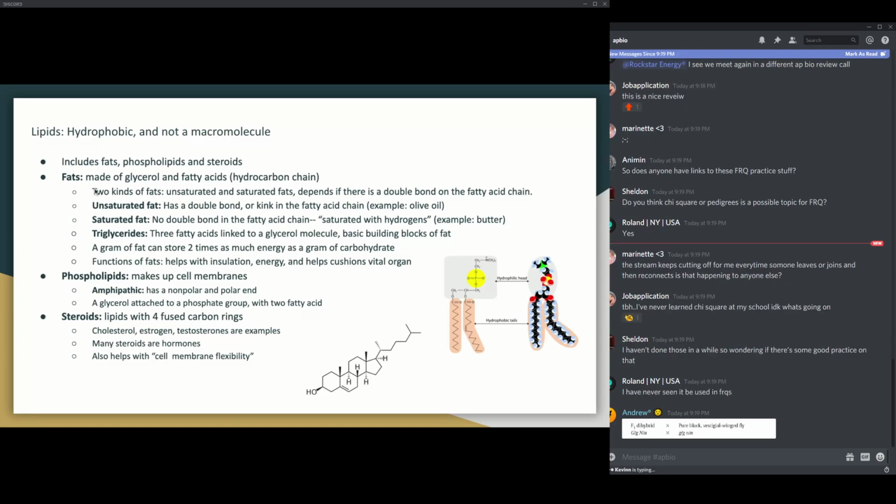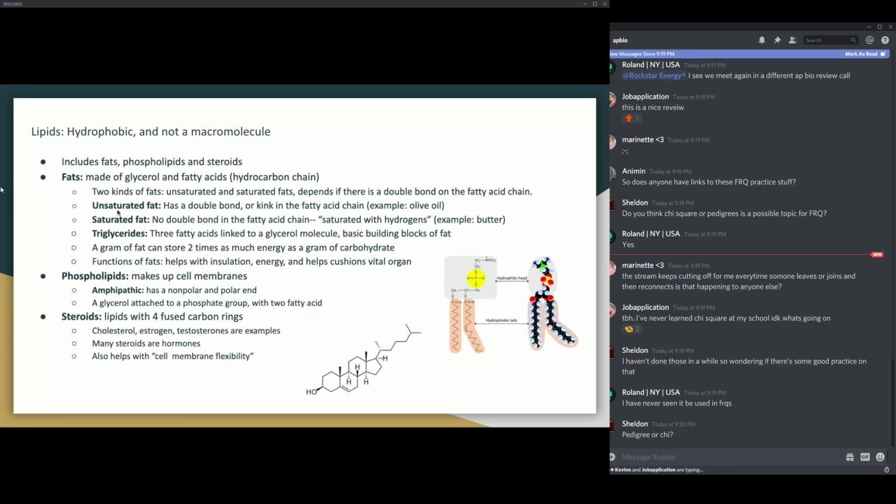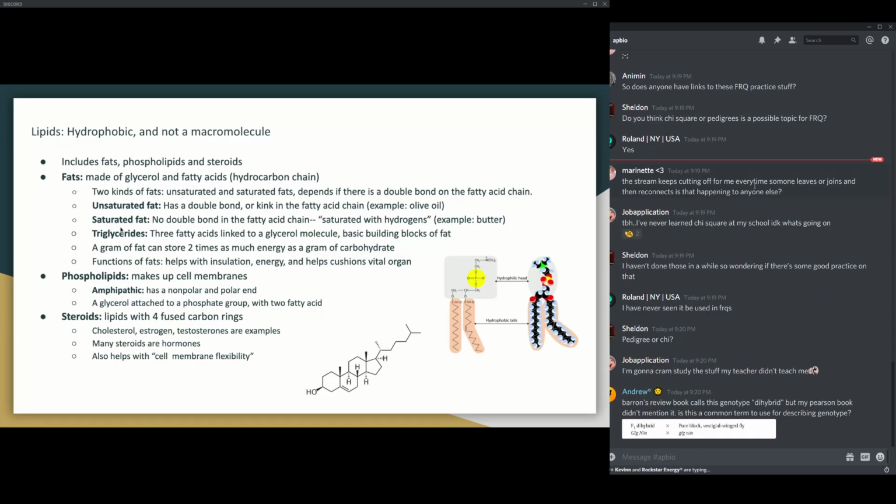And so fats are made of glycerol and fatty acids, which is a hydrocarbon chain. It's also why your fats are usually hydrophobic, because you have a hydrocarbon chain that's made of carbons and hydrogen. And there are 2 kinds of fats, unsaturated fat and saturated fats. The thing is, unsaturated fats have a double bond, and so it's not tight packing between fats, and then you also have saturated fats, which don't have a double bond. And that means that they are saturated with hydrogens.